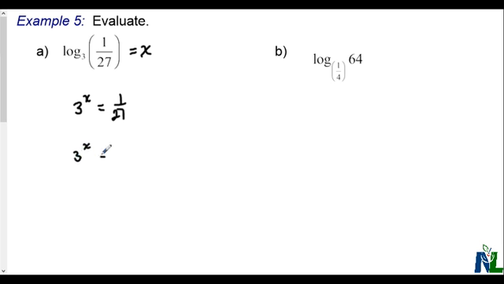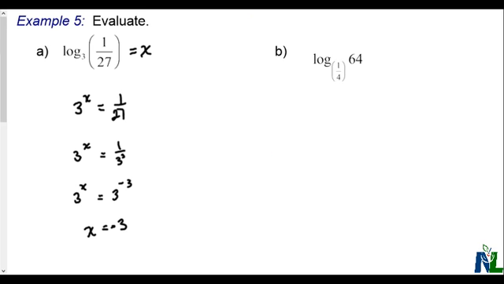I'd say 3 to the x equals 1 over 3 cubed. Now because I'd like to have the same base here, I can then take that 1/3 with an exponent of 3 and write it as 3 to the negative 3. So I see I get an answer here of x equal to negative 3, because the only way that above expression could be true would be if x and negative 3 are equivalent.